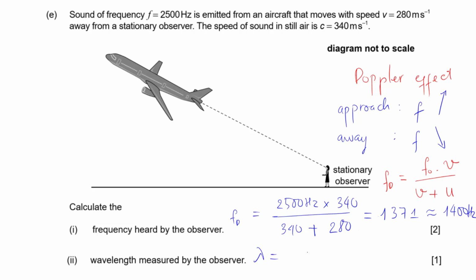The wavelength lambda is calculated by the speed divided by the frequency measured at the observer. Note that the wavelength is inversely proportional to the frequency. So when the frequency decreases, the wavelength increases, which means that the stationary observer will observe a longer wavelength, which is the speed 340 divided by the frequency 1371. The result is 0.25 meters.